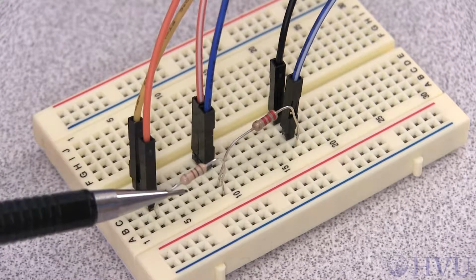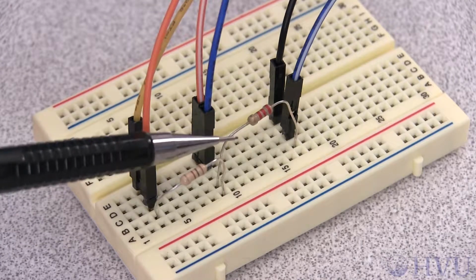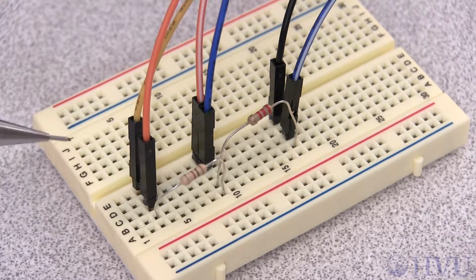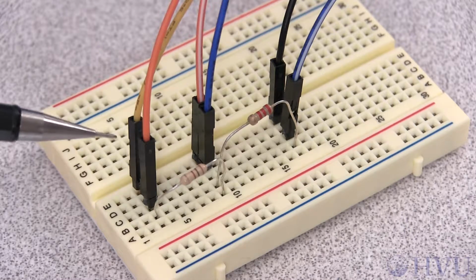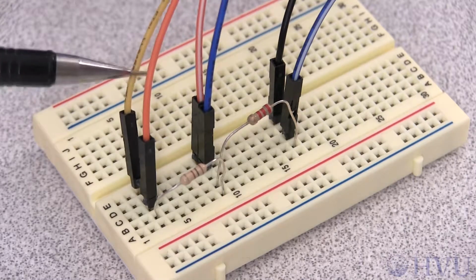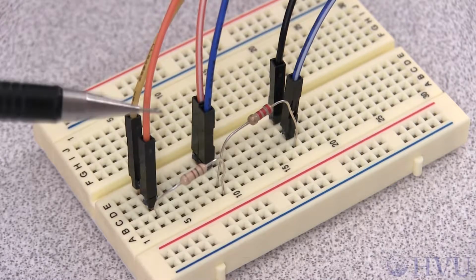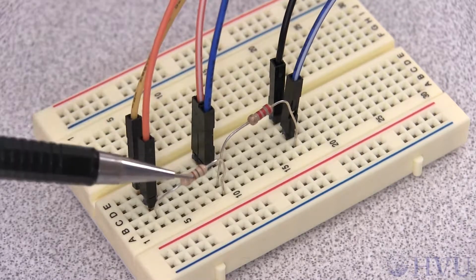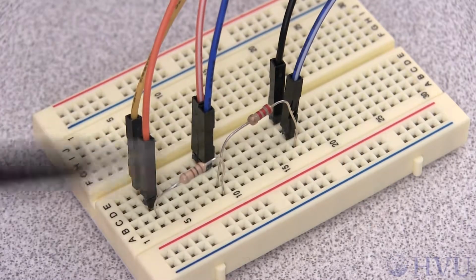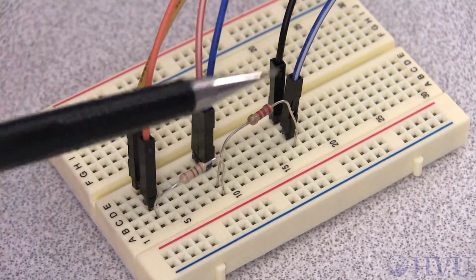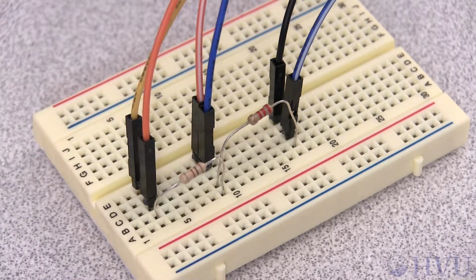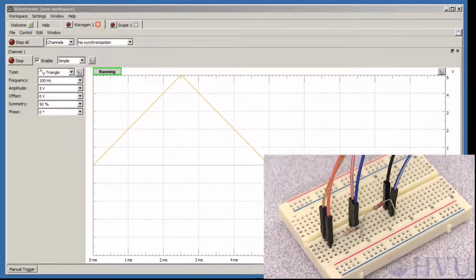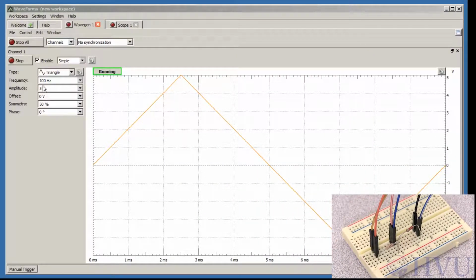This is the 100 ohm resistor. This is the unknown resistor. We're using the Analog Discovery to apply power and make our measurements. Channel 1 of the waveform generator is being used to apply power. Channel 1 of the oscilloscope is measuring the voltage across the 100 ohm resistor, and channel 2 of the oscilloscope is measuring the voltage across the unknown resistor. Now let's go over to the Waveforms software. I'm using a triangular wave with a frequency of 100 hertz and an amplitude of 5 volts.